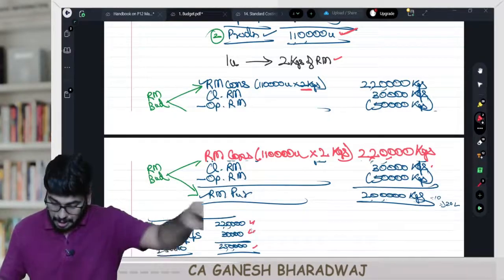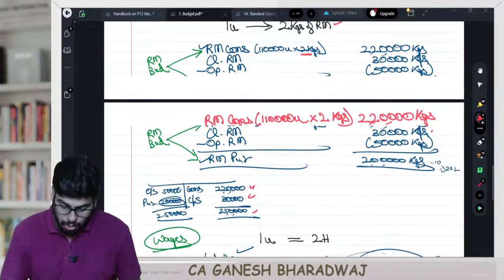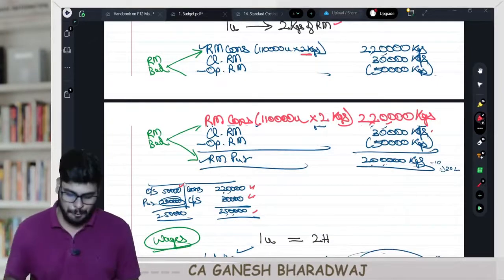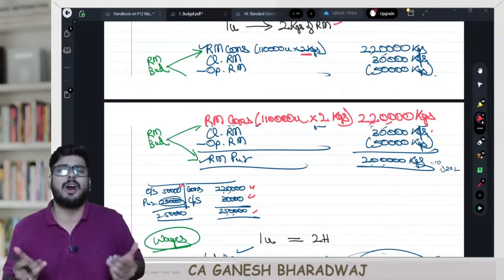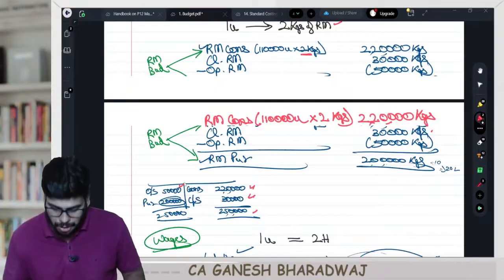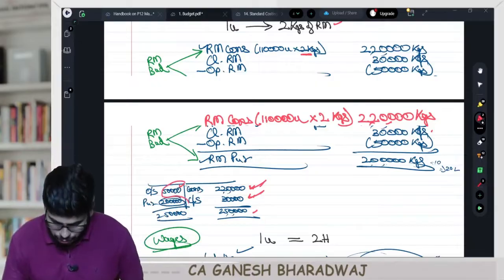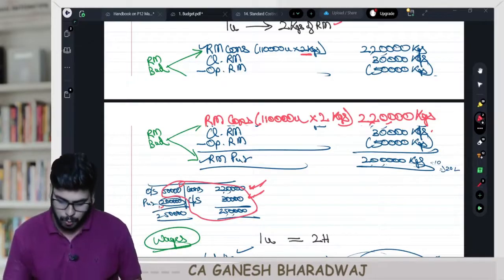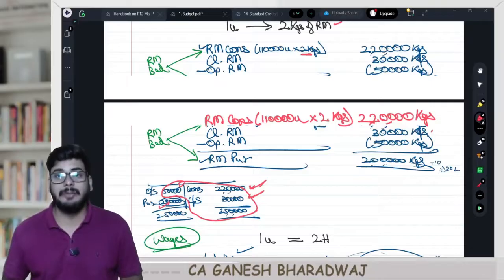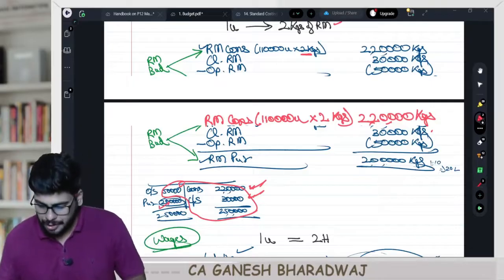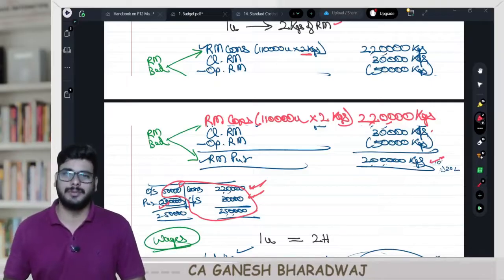2,50,000 kgs. But wait, they are also telling you that the company already has an opening stock of 50,000 kgs. So now, how many kgs need to be purchased? It's very clear. 2,20,000 plus 30,000, 2,50,000 I require. Out of this 50,000 I already have. So you net off these three, you get what? The balancing figure as the raw material purchase requirement, which is 2 lakh kgs in this case. Are you clear with this, guys?